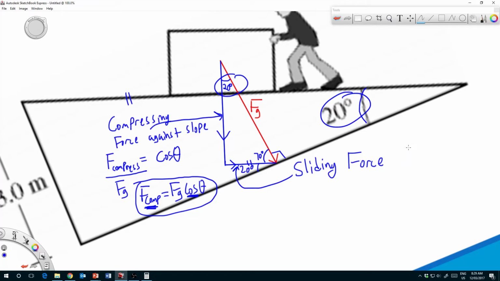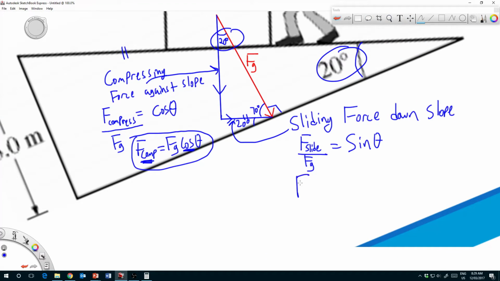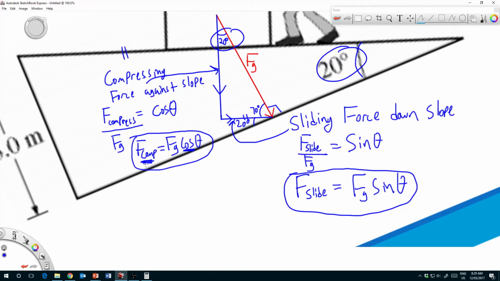So, sliding force down the slope. To calculate the sliding force, this is just the opposite side, so we can say the sliding force over the force of gravity is equal to sine theta. When we rearrange this equation, we get sliding force down the slope is equal to Fg sine theta. There we go.